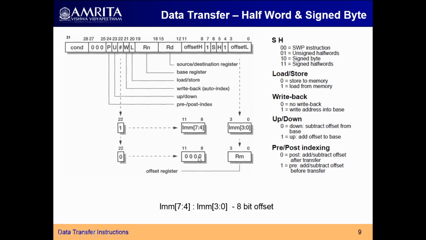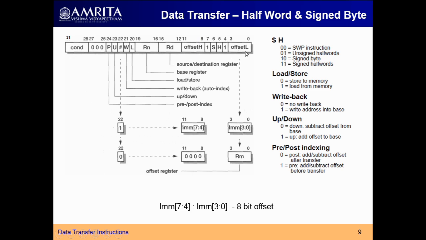Next we will move on to the next type of binary encoding for the data transfer instruction: half word and signed byte. Previously you have seen the binary encoded format for unsigned byte and word. Now we are seeing the binary encoding for half word and signed byte data transfer instructions. In the previous binary encoding format, you were using a 12-bit offset, but here you should keep in mind you are using only an 8-bit offset.